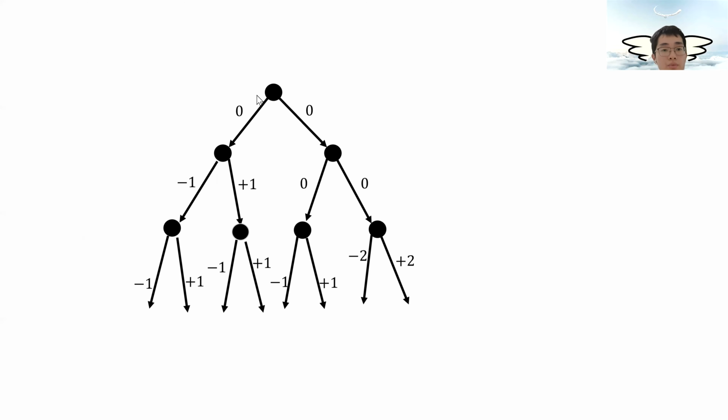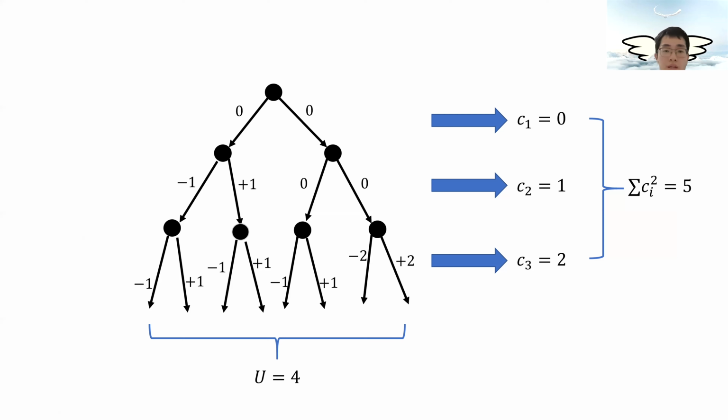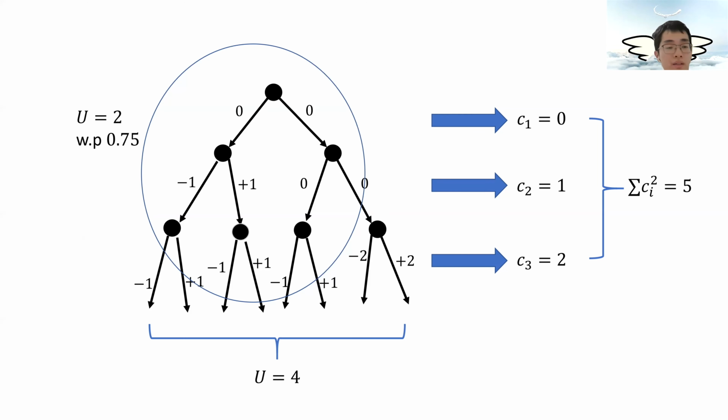Here is an example that we will use to compare the three Azuma's inequalities that we mentioned. Note that C1 here equals 0, and C2 here equals 1, and C3 here equals 2. So from standard Azuma's inequality, we will have the sum of ci square equals 5. However, for the adaptive version of Azuma's inequality, we look at each path individually and compute the sum of step size square. That is at most 4 here. And if we allow making error, then we can discard the move here. And then U equals 2 with probability 3/4.